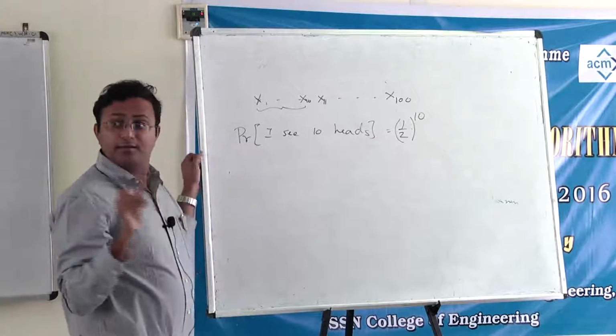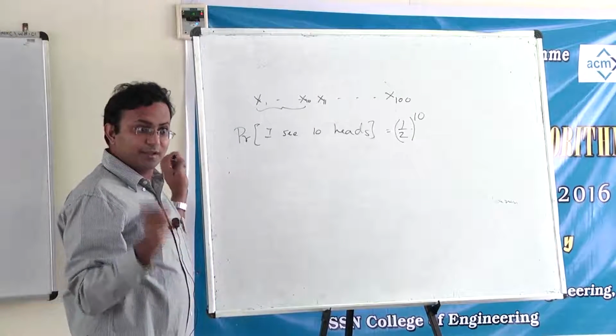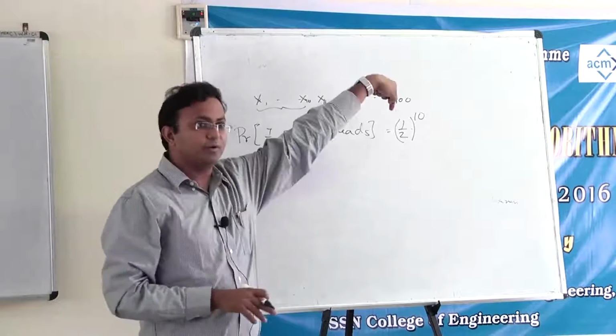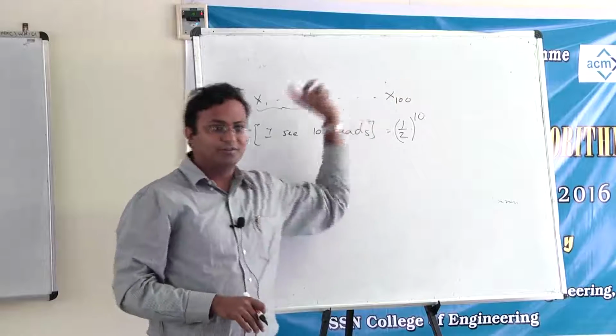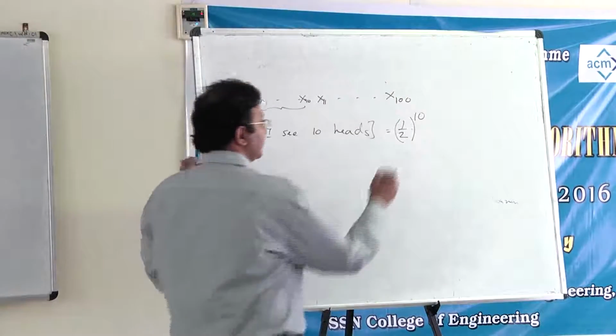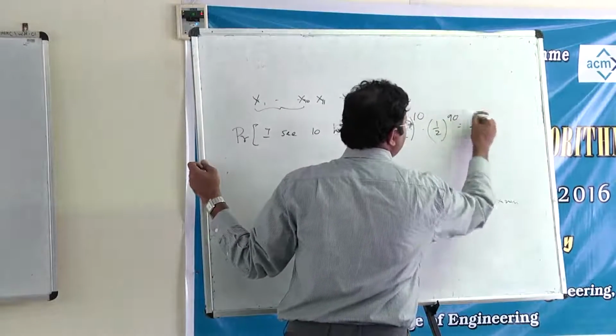It should not be head, right? So again, the probability that it is not head is 1 by 2. The next one, again 1 by 2. So this is 1 by 2 power the rest, which is 1 by 2 power 90, which of course comes down to 1 by 2 power 100.